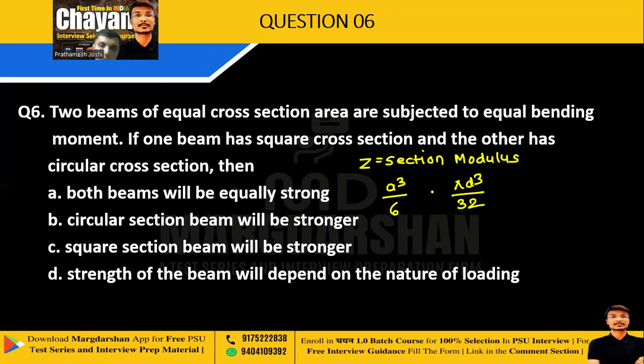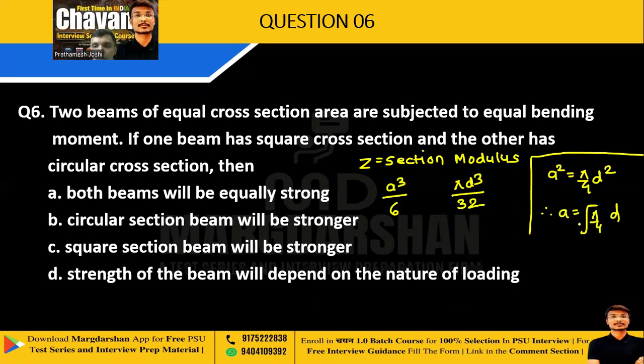So we have to do the comparative analysis over here. See, both have equal cross section. So a square is equal to pi by 4 d square. Therefore, a is equal to root pi by 4 times d. Now we put it in over here.